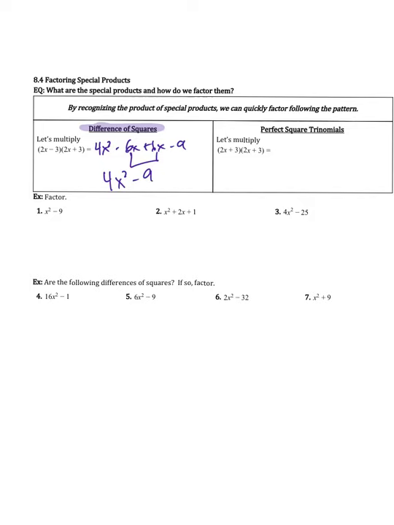Because we have two perfect squares, 4x squared is a perfect square and 9 is a perfect square. And when I say perfect square, I mean that we can square root it evenly. And when I say difference, I mean that the sign in between these two things is subtraction.